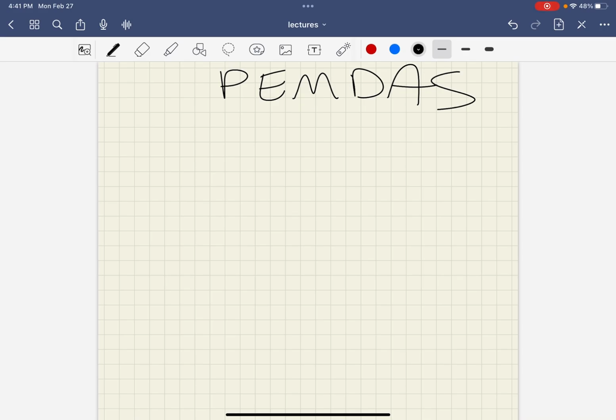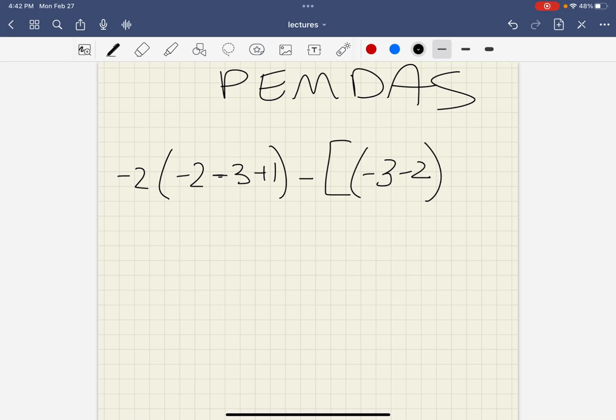We're going to start out with minus 2, parentheses, minus 2 minus 3 plus 1, parentheses, and then minus bracket, parentheses, minus 3 minus 2, and then times 4, close the bracket. So we have two sets of parentheses that we need to simplify to start with. So we have minus 2, and then this minus 2 minus 3 would be minus 5, because like signs you add and keep the sign.